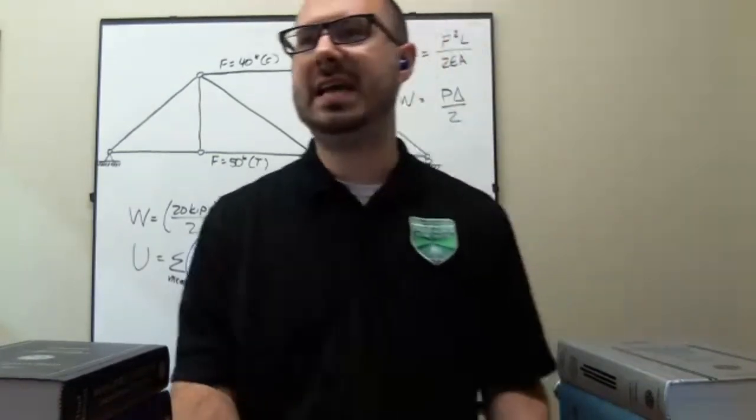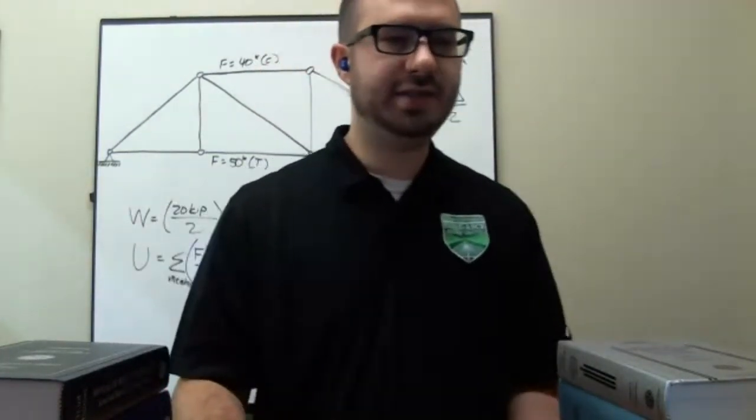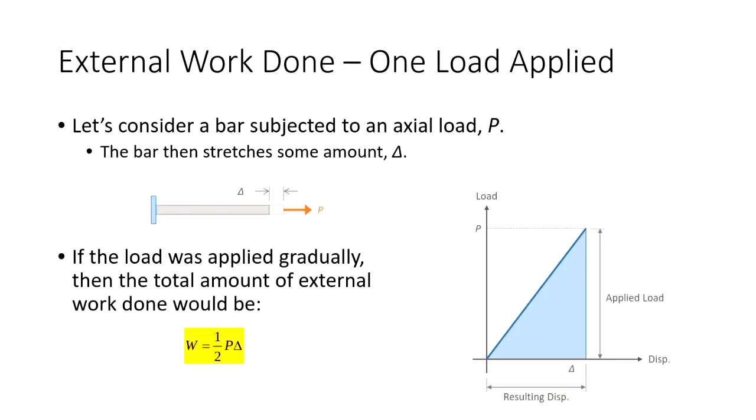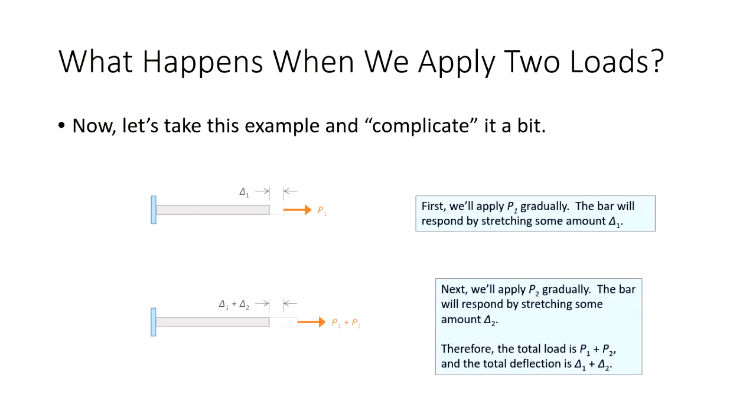Okay, so for the sake of discussion, we've got our stored strain energy and our external work done. These formulas that I came up with were only for a single load applied. What happens when we apply two loads? So now I want to take this problem, this algebra, and complicate it a bit. I apologize for the algebra and the messy derivation, but I'll show you how the formula arrives at something more general.